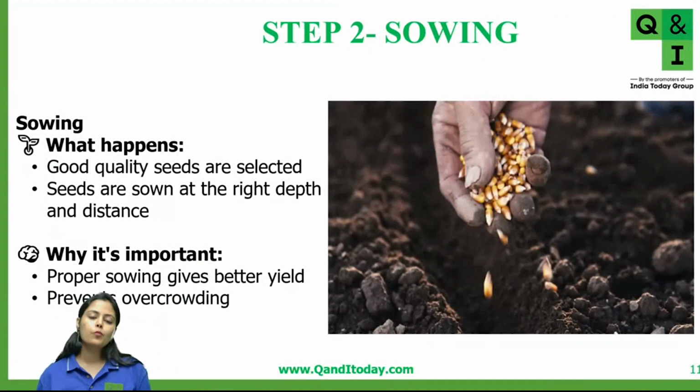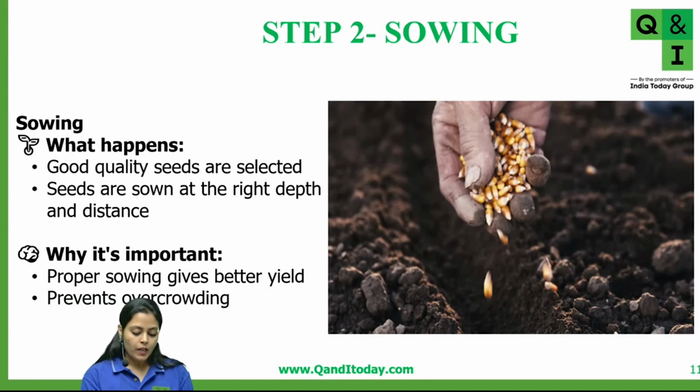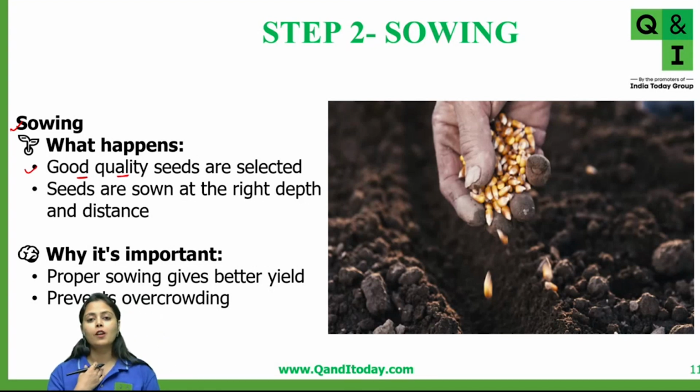So sowing is basically that now you are putting the seeds in the soil. You are planting seeds in the soil. Now, for sowing, initially what does a farmer do? The farmer will select good quality seeds. Now, how does a farmer ensure that the seeds are of good quality? Obviously, they will purchase them from an authorized dealer.